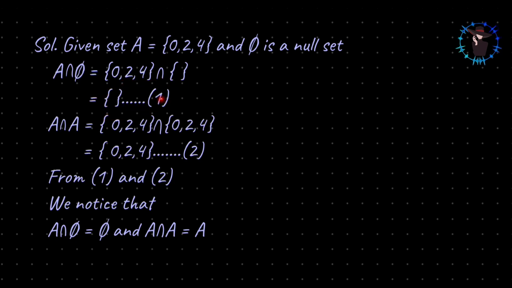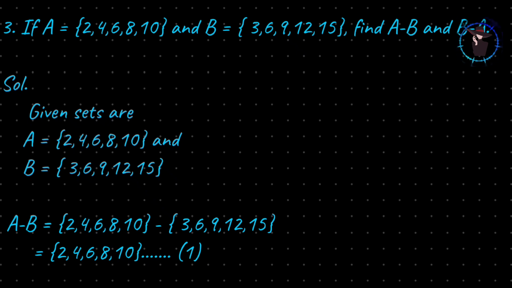Let's consider this as equation 1. When we are intersecting A and A, obviously we got 0 common, 2 common, 4 common. We get the value as A as it is, right? Let's consider this equation as 2. From 1 and 2, we notice that A intersecting null set is a null set and A intersecting A is A.